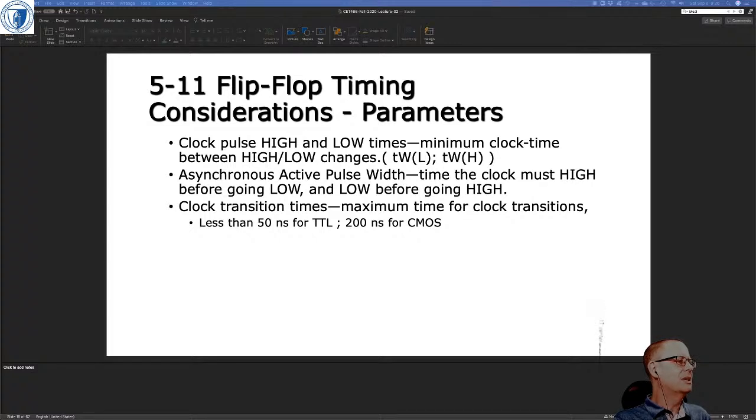Let me just get up the class list. Yeah, it's Abraham. So Abraham, do you have any idea what TTL stands for? Okay, we'll try somebody else.